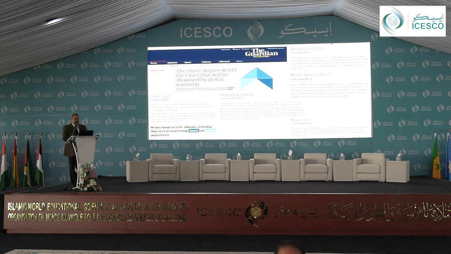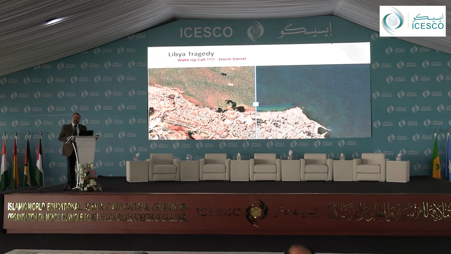This is among the cities, according to The Guardian, when they were talking about the 3-degree world, cities that will drown by global warming: Osaka, Japan; Shanghai in China; Miami in the US; Rio de Janeiro in Brazil; as well as Alexandria in Egypt. So these are some of the cities which are going to be hit and affected the most.